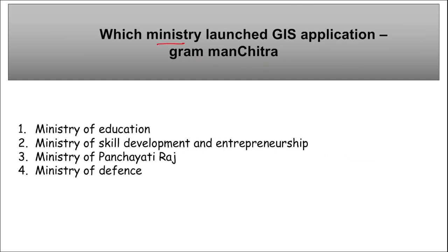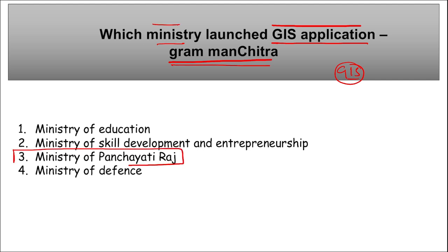Moving on, which ministry launched the GIS application Gram Manchitra? I repeat, recently, which is that ministry that launched this GIS application Gram Manchitra? What is GIS? Geographic Information System. They have launched this application, Gram Manchitra. Which is that ministry? It is the Ministry of Panchayati Raj, and it is to encourage technology driven planning by the Gram Panchayat.